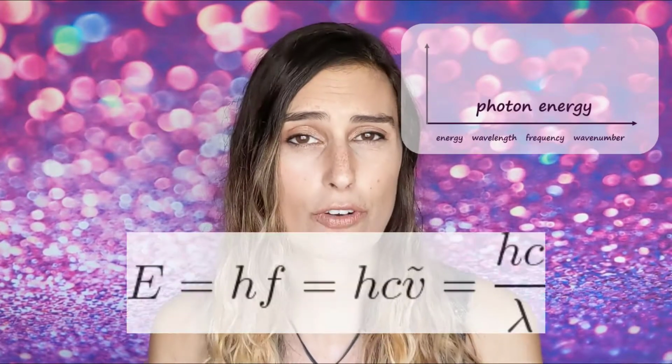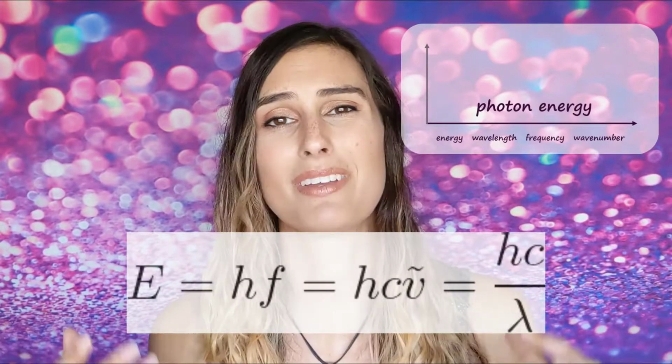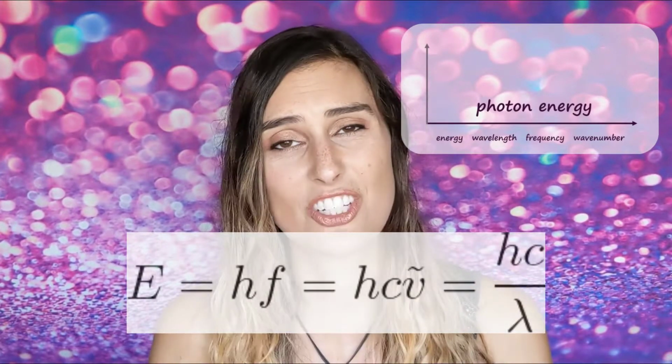Now remember, while these are different quantities, they can all be easily converted between one another, and they're all describing the same thing, which is basically just the energy of the photon. Different fields will have different common practices about what they tend to use for the x-axis of the spectra. Okay, so that's the x-axis of a spectrum.